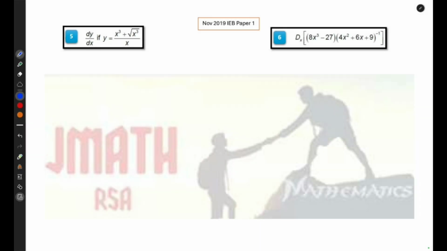Question 5 and 6 I got from the 2019 IEB paper, just to show you other variations as well.